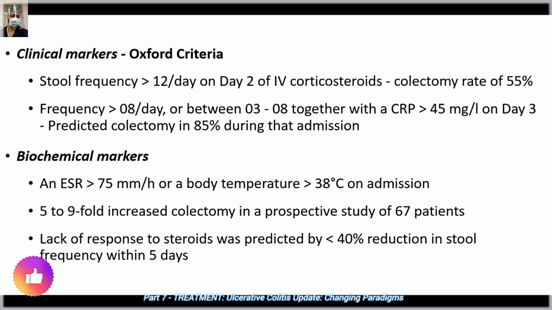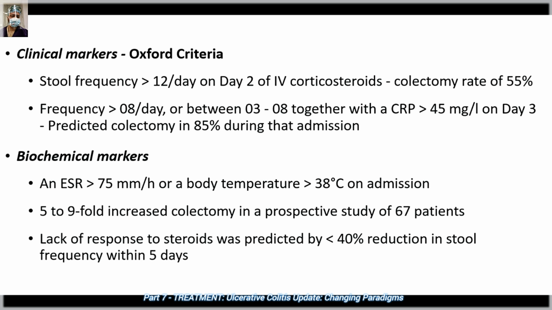That means if the patient has not responded adequately, or the inflammatory markers are high, the rate of colectomy is high, and these patients will require emergency colectomy in up to 85% of cases. So active decision making is warranted, otherwise the mortality rate will rise.